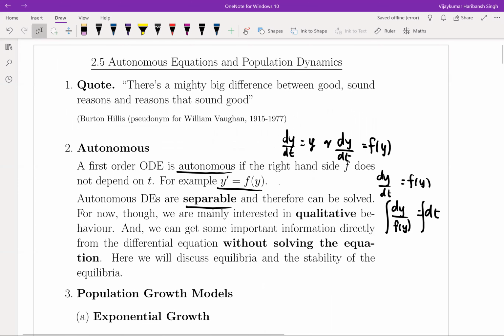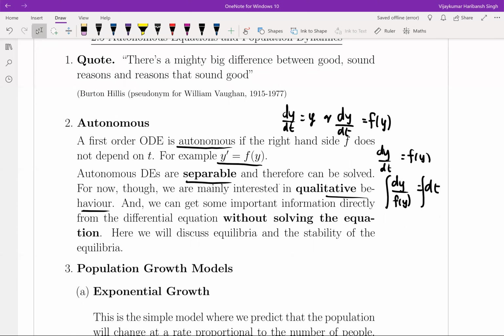For now, we are mainly interested in the qualitative behavior. All right. So we'll try to see the qualitative behavior. Note that qualitative behavior is trying to understand how the solution behaves without actually finding out what the solutions are. And we can get some important information in these differential equations without solving them. So we'll discuss the equilibrium.